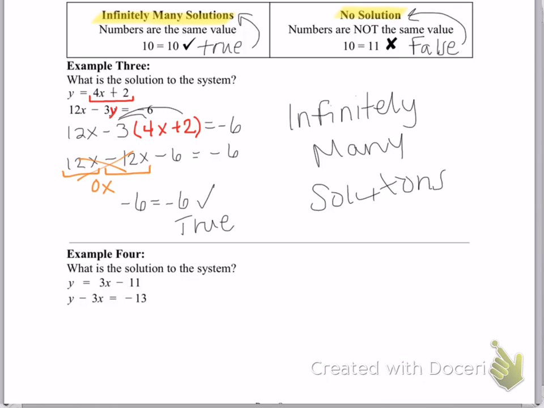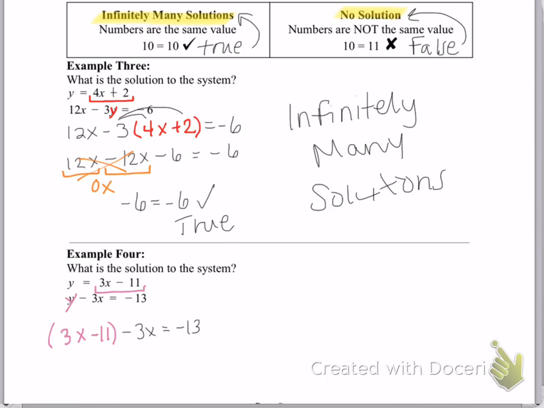Now let's tackle example number 4. So first step is to look for our y equals or our x equals, which we've got a y equals. Y equals 3x minus 11. Well, we're going to plug it in here for this y. So we're going to start with our parentheses of 3x minus 11. And then minus 3x equals negative 13.